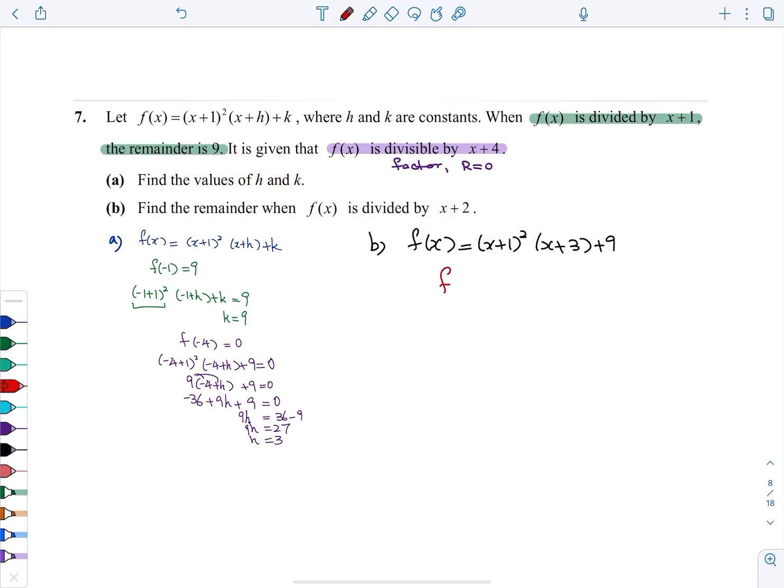Yeah, so let's find it. So find f(-2). What do you get? (-2 plus 1), (-2 plus 3). -2 plus 1 is -1. -1 square is 1. 1 times 1 again, and then plus 9. You can get the answer as 10. Good. That's your answer. That's your remainder if it's divided by x plus 2. Yes, this is one of the ways. The other way is long division, but who has time, right? We just need the remainder, so you can just use the remainder theorem. So that's it for this question. Let's just move on.